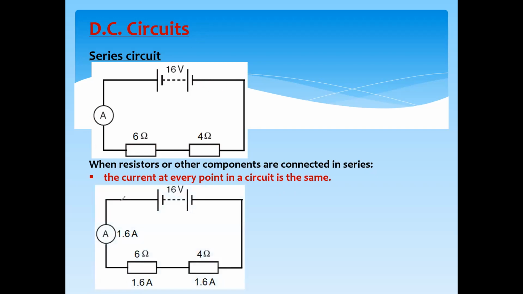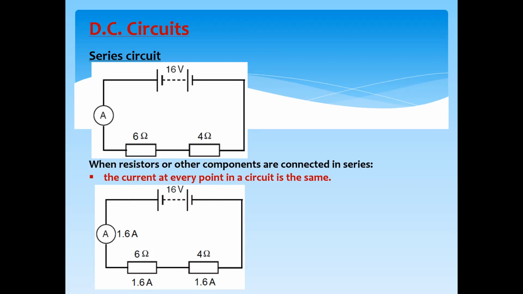If I say the current is 1.6 ampere, coming out from the battery, the same current will flow through the ammeter, the same current will flow through the 6 ohm resistor, the same current will flow through the 4 ohm resistor, and the same current will return back to the battery. So the total current which enters the circuit is the same as the total current leaving the circuit, and the current through each component will be the same. But what about the voltage?